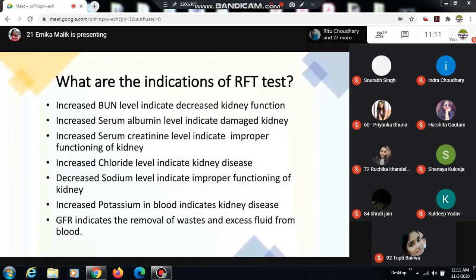What are the indications of RFT? Increased BUN level indicates decreased kidney function. Increased serum albumin level indicates damaged kidney. Increased serum creatinine level indicates improper functioning of the kidney. Increased chloride and potassium level indicates kidney disease. Decreased sodium level indicates improper functioning of the kidney. GFR indicates the removal of waste and excess fluid from the blood.